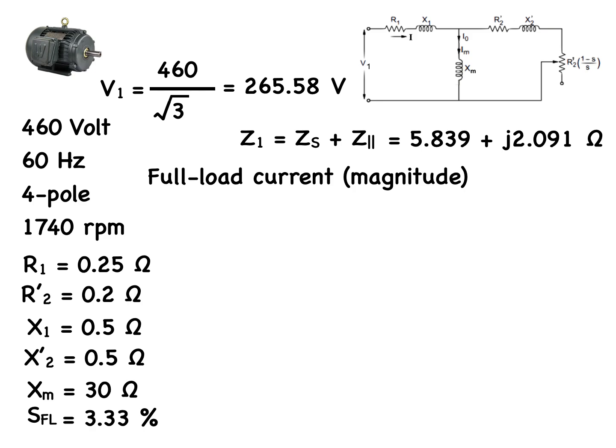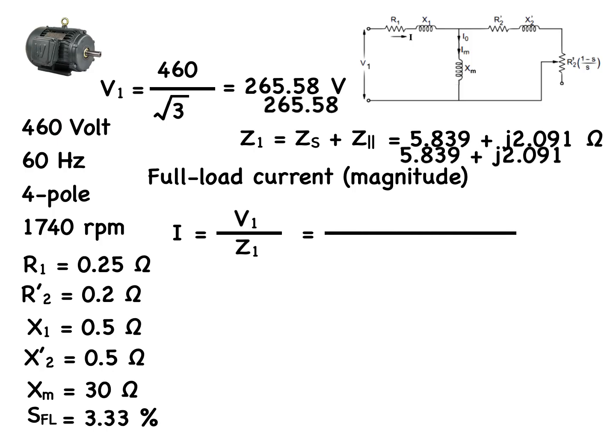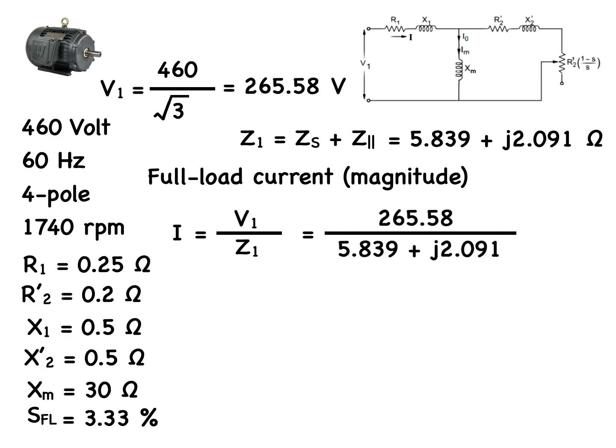Now that we know V1 and Z1, we are in the position to calculate the full load current magnitude. Ohm's law tells us that the current will be equal to the applied voltage magnitude over the impedance magnitude. And those values already have been calculated: 265.58 volts divided by 5.839 plus j2.091 ohms.